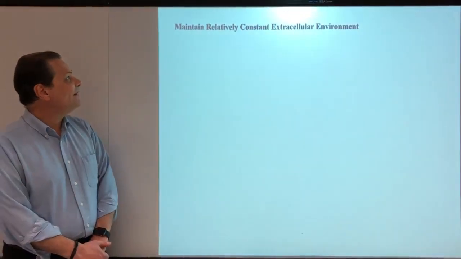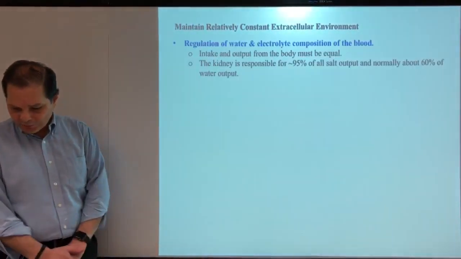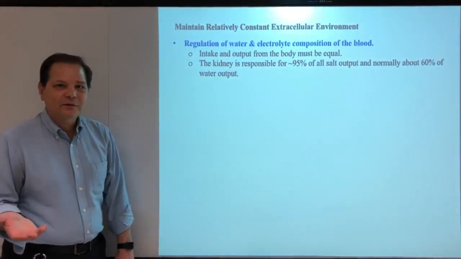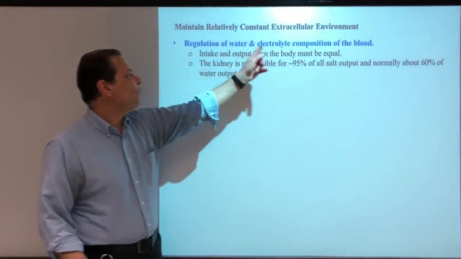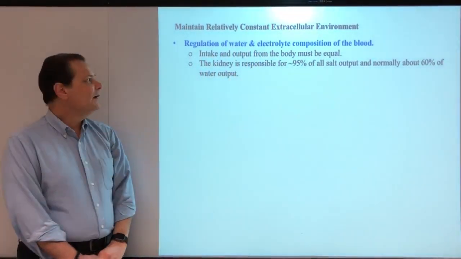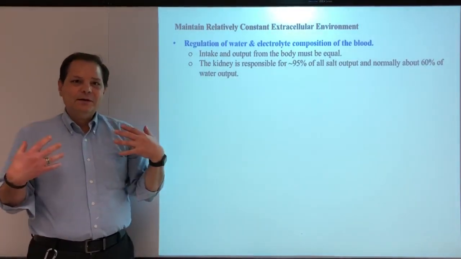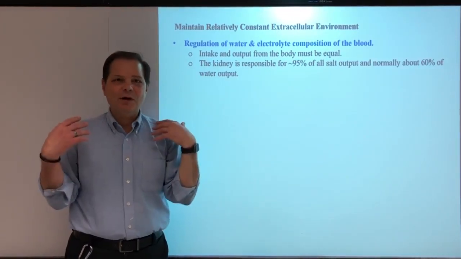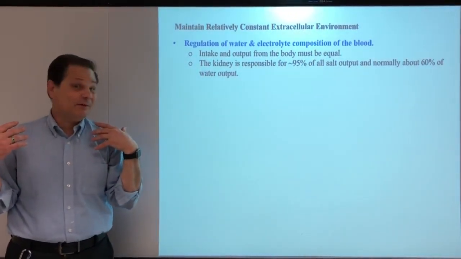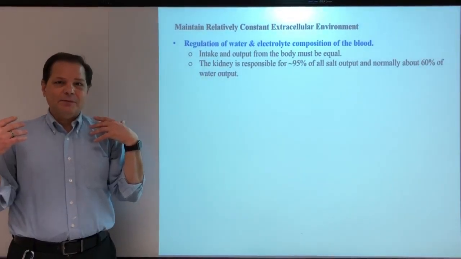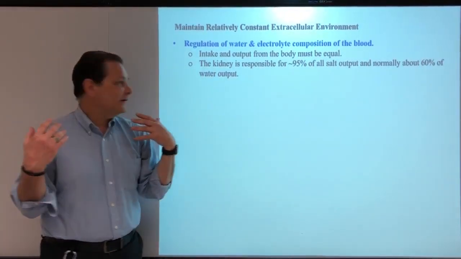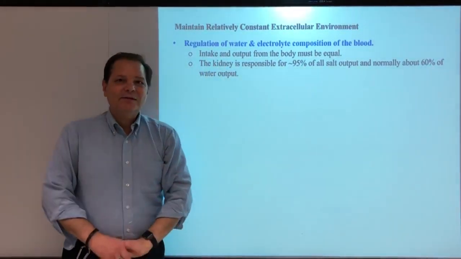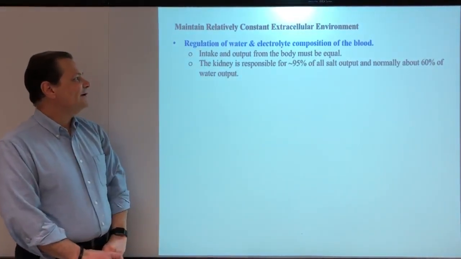So let's take a look at maintaining a relatively constant environment a little more closely. A lot of what's to come in terms of our renal lessons has to do with regulation of water and electrolyte composition of the blood. Whatever you take in has to go out. If I drink water, eventually I have to get rid of that same amount of water somehow. Otherwise, I blow up like a balloon, somebody sticks me with a pin, I explode and I make a mess. We don't want that to happen, so we want intake to balance output, and the kidney is responsible for a great deal of the output.